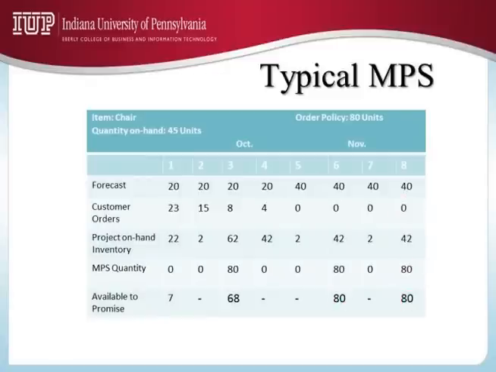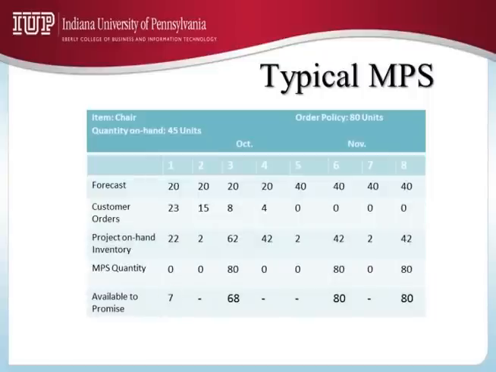Now if I ask the question, if the salesperson receives an order for 50 units in week number 2, can they accept that order? So you would look at week 2, what is the available to promise? 7 units.